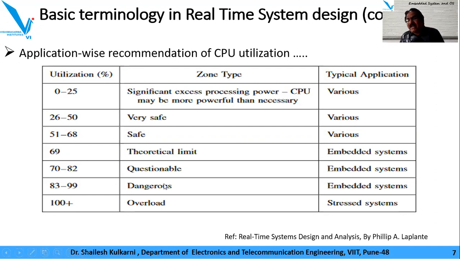After 83 to 99, it's not that you cannot design. You design it, but it becomes dangerous. It becomes a potential threat that the deadlines might not be met, because the CPU would be going towards overload. And 100% plus, you can design on paper, but in an actual system that will not be there. That is said to be a highly stressed system. So as far as embedded systems are concerned, 69 to 99 is the target that is set for CPU utilization in applications.